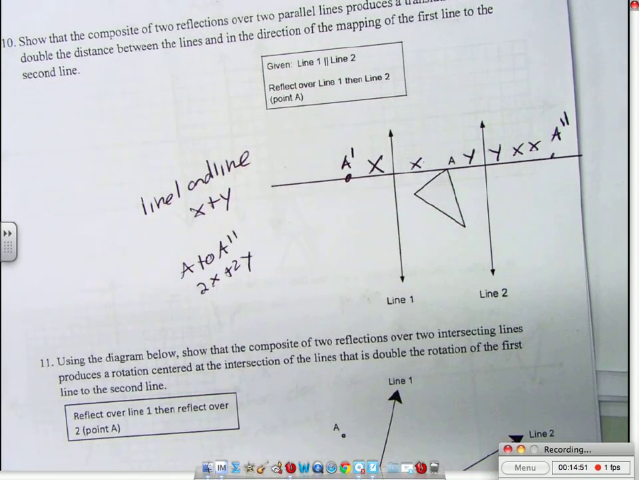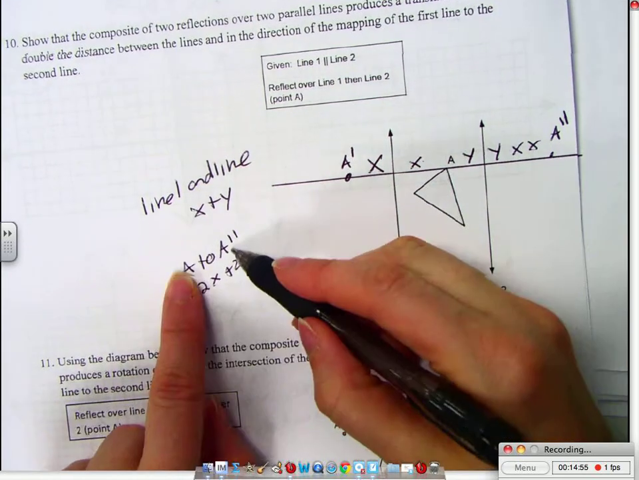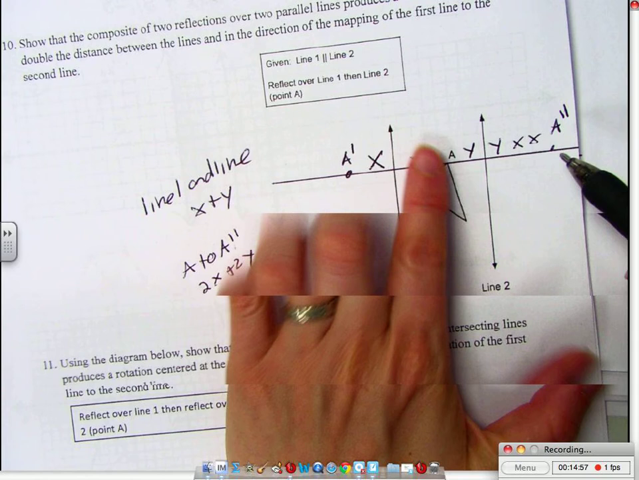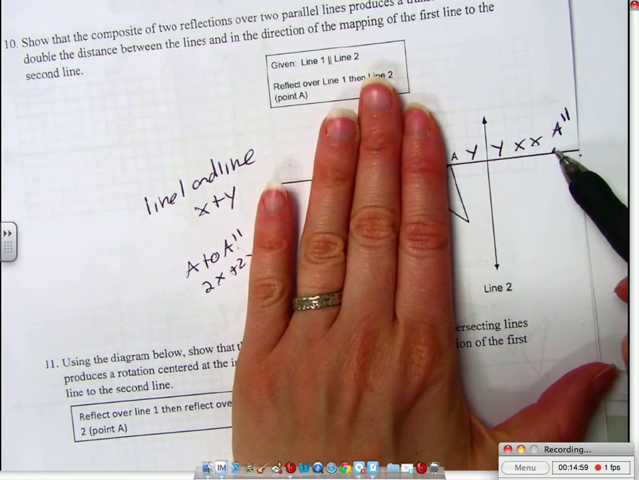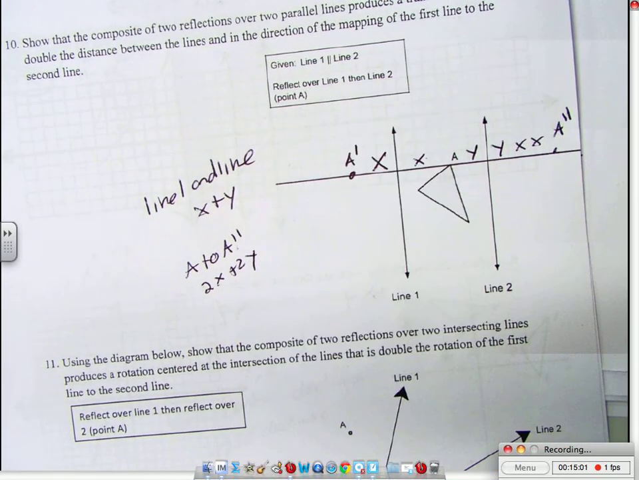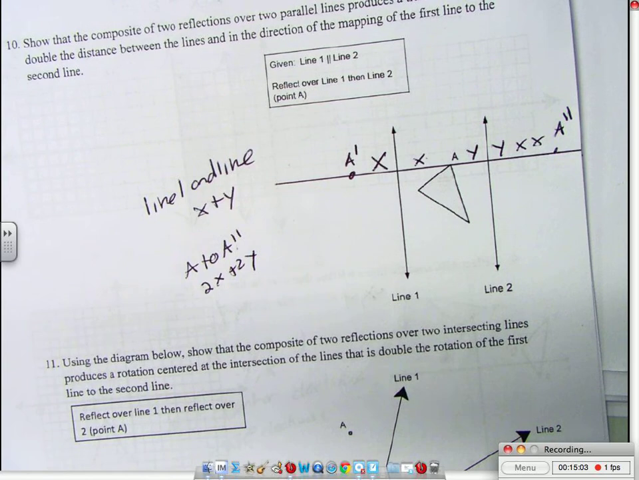Look from here to the end, 2x's, 2y. Any other questions about this one? A lot of you were leaving this blank, even though a lot of you aced this quiz last week. Don't forget everything I taught you. Okay. Can I move on to number 11, or do you have another question about this?